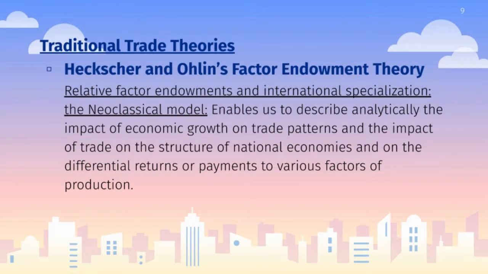The classical comparative advantage was modified by Eli Heckscher and Bertil Ohlin to take into account differences in factor supplies, mainly land, labor, and capital, on internal specialization. Thus, they created the Heckscher-Ohlin neoclassical factor endowment theory, the impact of economic growth on trade patterns, and the impact of trade on the structure of national economies and on the differential returns or payments to various factors of production.